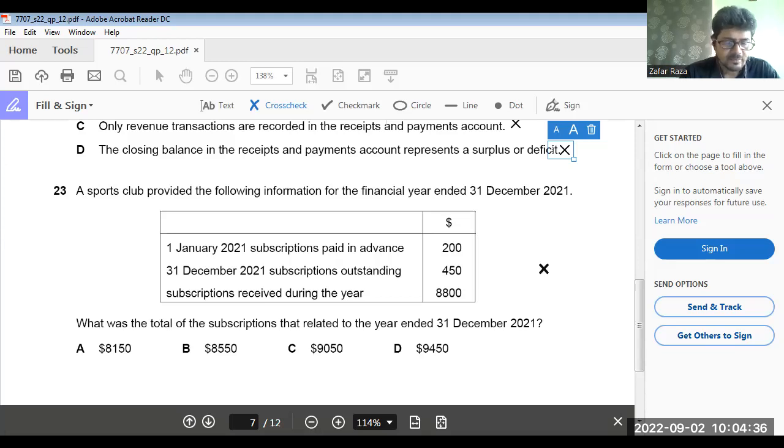Subscription received during the year 8,800. Okay. Plus 250, 200 prepaid at the start of the year, plus accrued at the end of the year. This is 9,450. So it means D option is the answer.